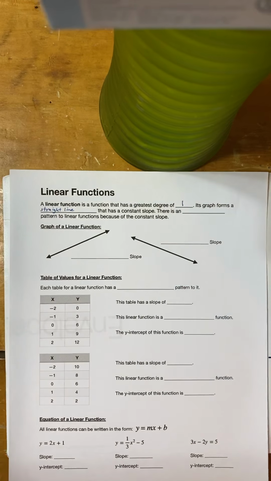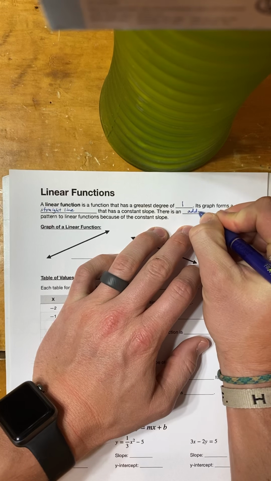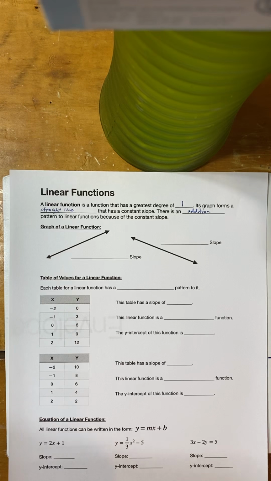It forms a straight line that has a constant slope, and then there is an addition pattern to linear functions because of the constant slope. All right, so basically you should be adding the same thing every single time when you look at a table, and whenever you're looking at a graph, it should form a straight line. Okay, so I've got a couple of graphs right here of linear functions. Very, very simple. It's just a straight line.